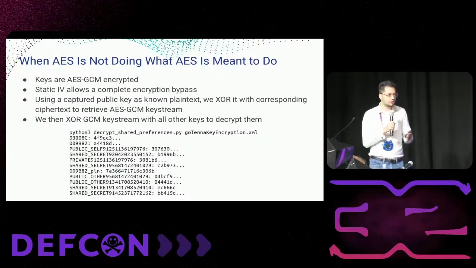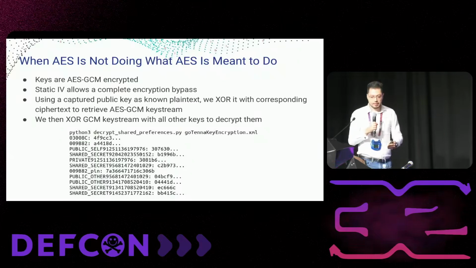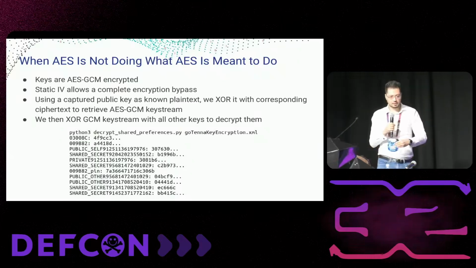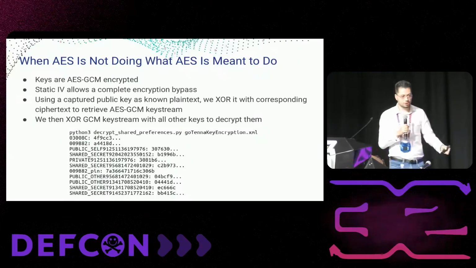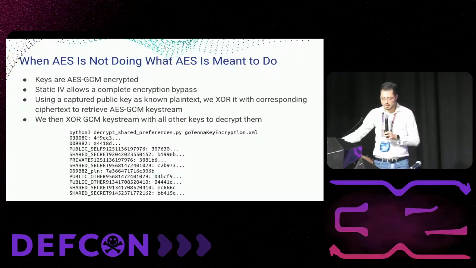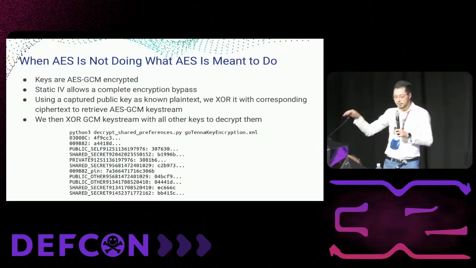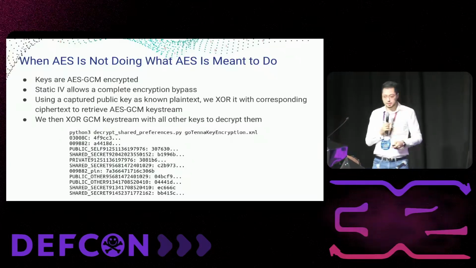This is when AES is doing what AES is not meant to do, right? And then using the public key as known plaintext and the encrypted public key, we can XOR them to get the key stream, and then we can decrypt essentially everything else. And what's stored in the database are public keys, shared keys, broadcast keys, the PIN, pretty much everything. So we have a lot of stuff here.